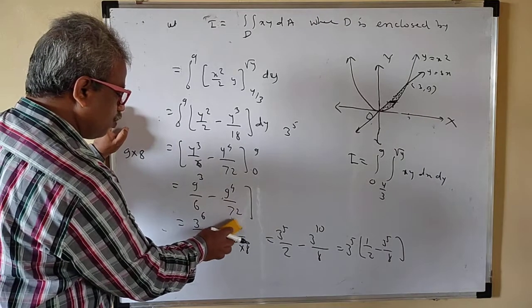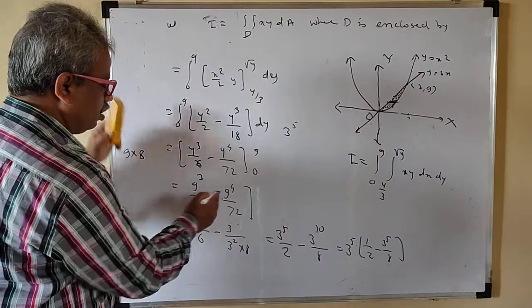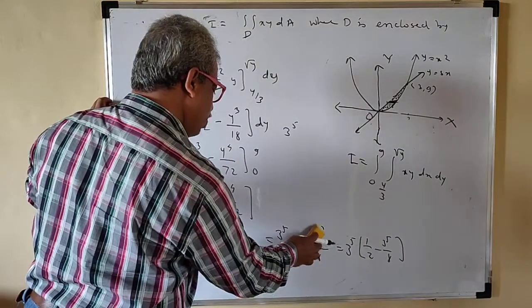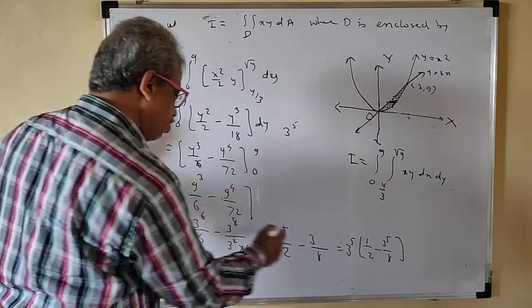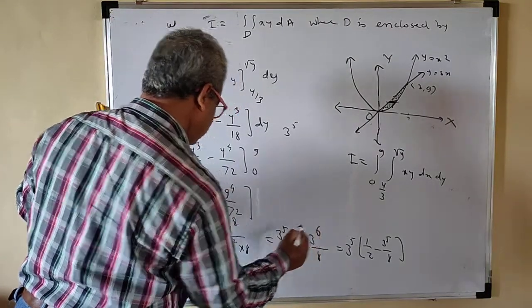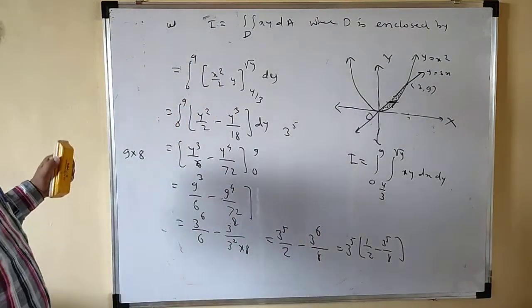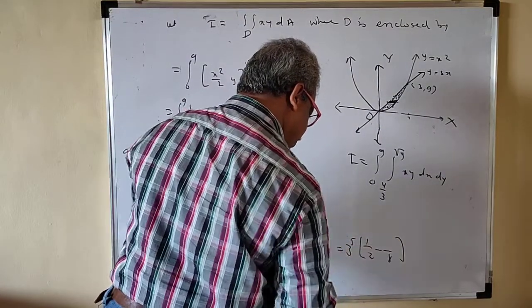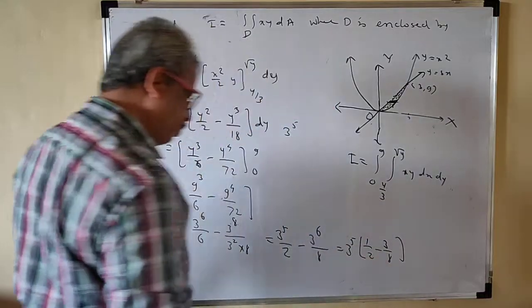So this is 3 to the power 12, so 3 square. This is 3 to the power 8, that means this is 3 to the power 6. Okay, so that means 3 by 8.